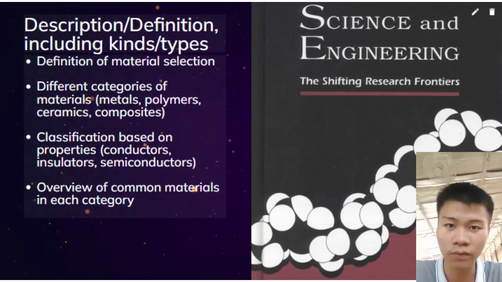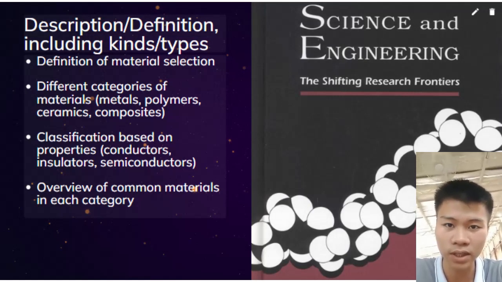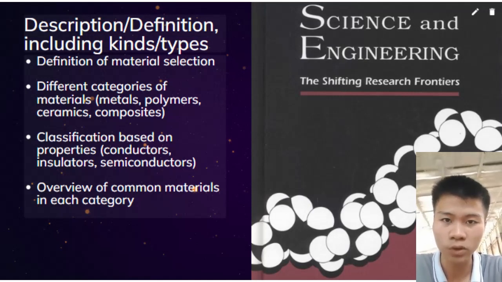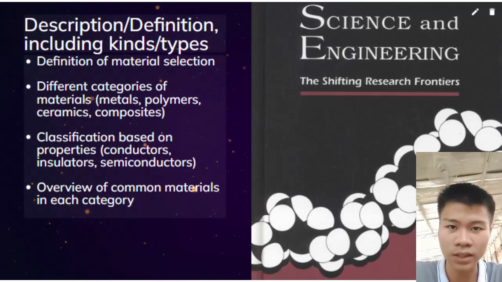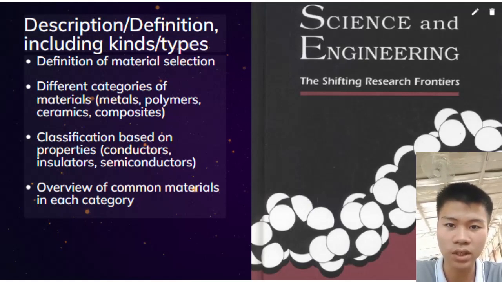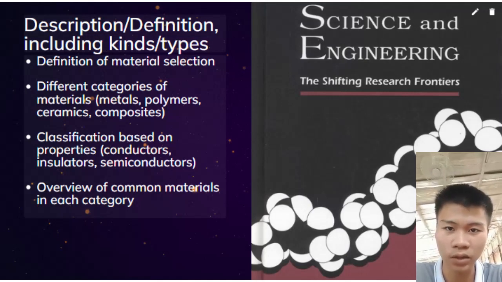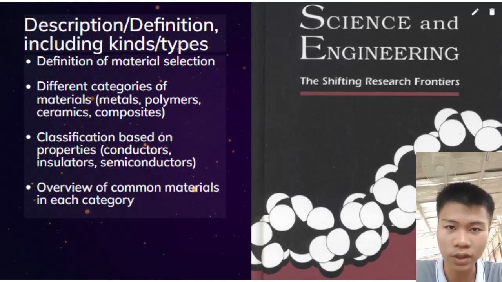Metals, known for strength, find use in structural components and electrical systems. Polymers, including plastics, offer versatility and are commonly used in everyday items. Ceramics, prized for durability and thermal resistance, are employed in high-temperature applications and electronics. Composites, formed by combining different materials, provide tailored properties to meet specific demands. Further classification based on properties, such as conductors, insulators, and semiconductors, allows for precise material selection.